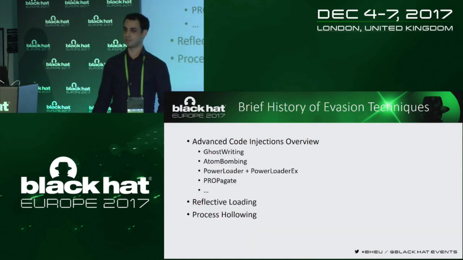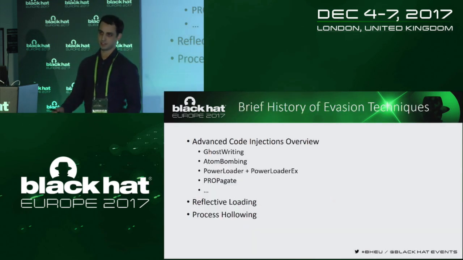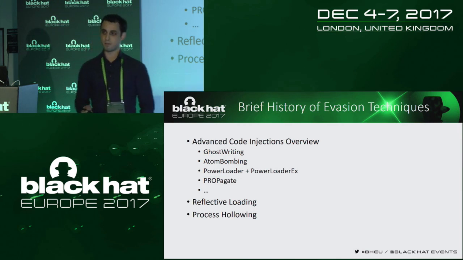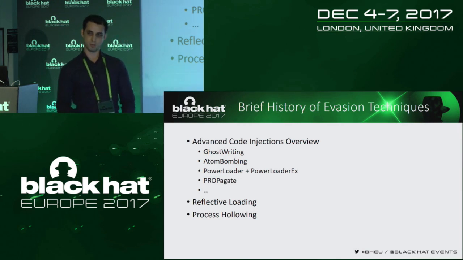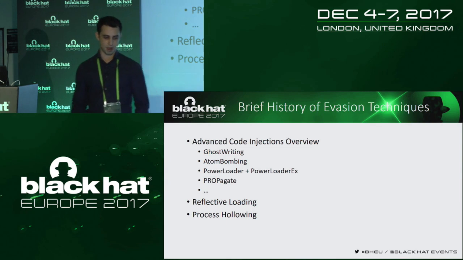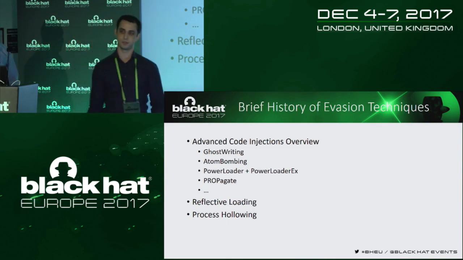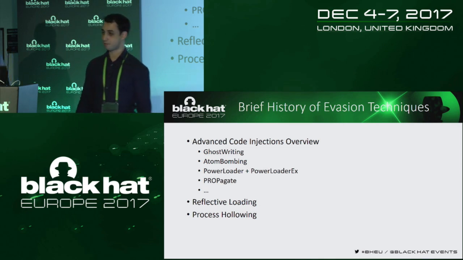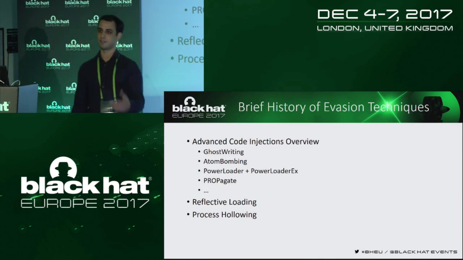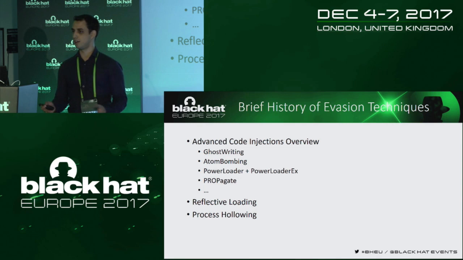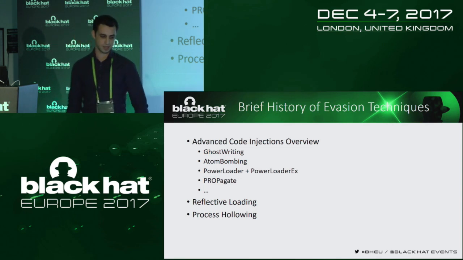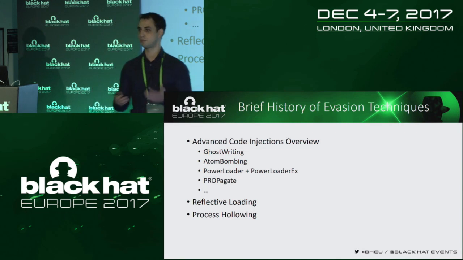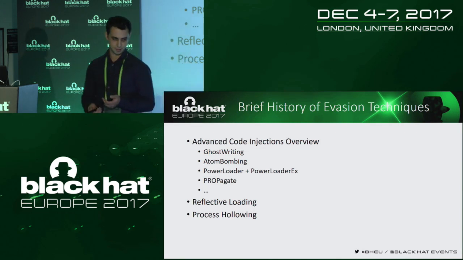So advanced code injection techniques and evasion techniques have been with us for many years now. Notable methods are ghostwriting, atom bombing, power loading, propagating, which was only recently released a few weeks ago. We have reflective loading, which is loading of DLL files into memory without ever placing them on disk. And we have process hollowing, which is basically running a malicious process inside of a container process. So let's take a look at a bunch of these.